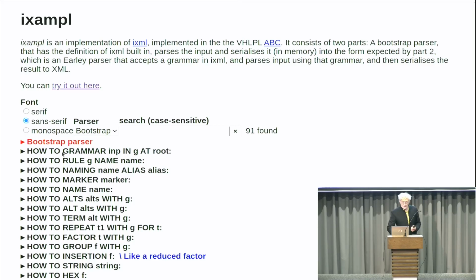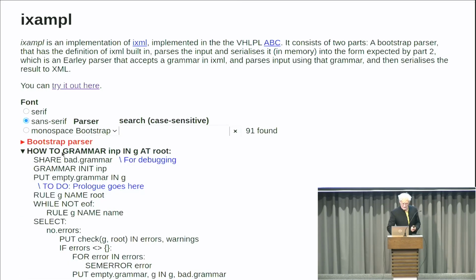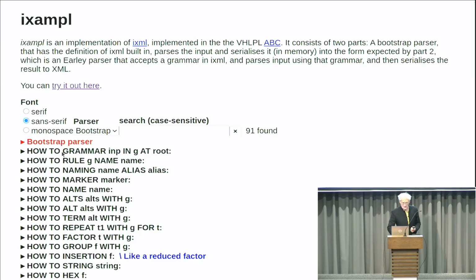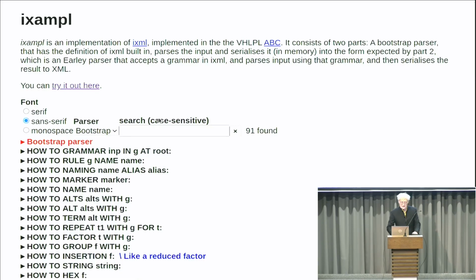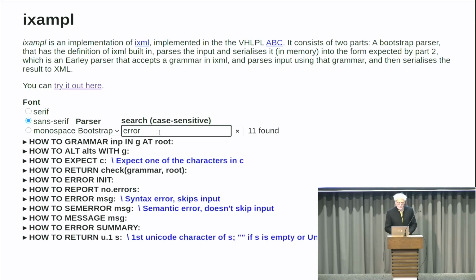So all of these will unwrap if I click on it, and my fingers are sticky, so not responding well to that. Yeah. So I can unwrap any of them that I want. I can search. So error, for instance, and that will return all the functions that contain the word error in it, and it's case sensitive.